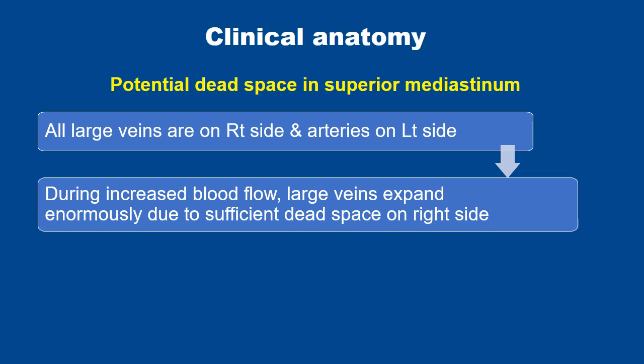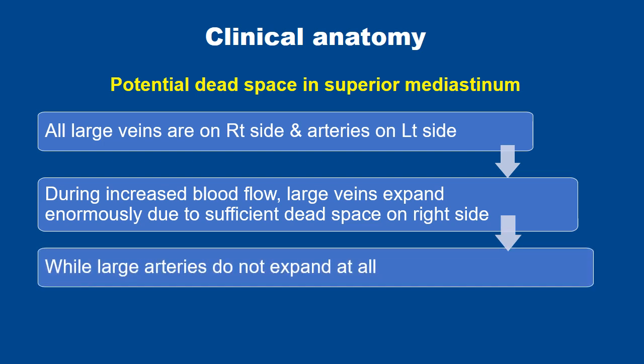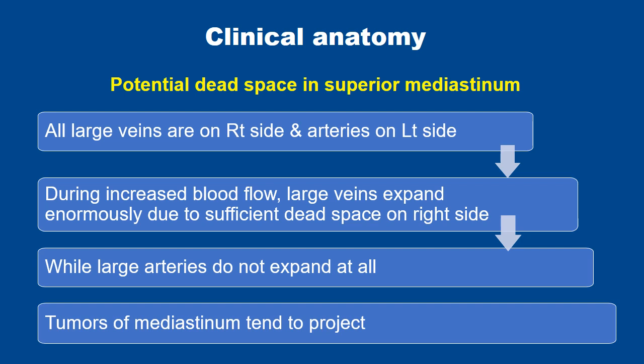During increased blood flow, the large veins expand aneurysmally due to sufficient dead space on the right side, while large arteries do not expand at all. The tumors of the mediastinum tend to project.